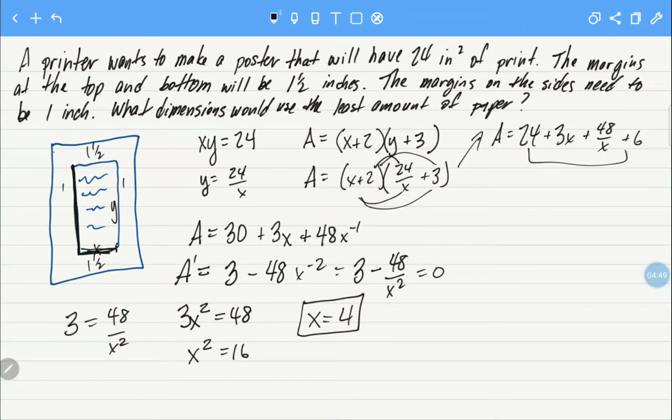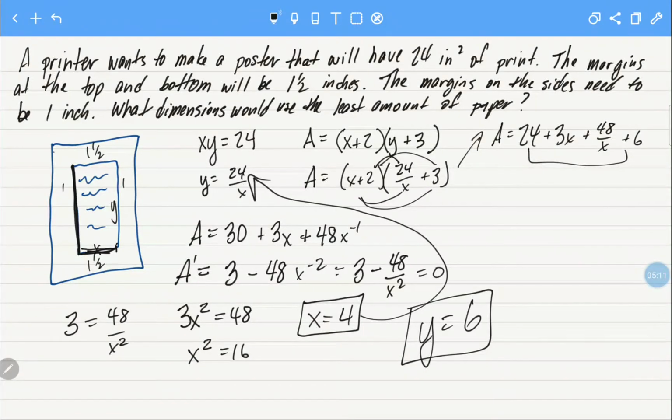And remember what we said earlier, it always gives you the right answer. This one we were looking for a minimum, and we still got the right answer. Previous problems we were looking for maximums. So I know x equals 4. Now take this, plug it back into here, and I get y equals 24 over 4, or y equals 6. So the dimensions of the paper would be 4 by 6 inches.